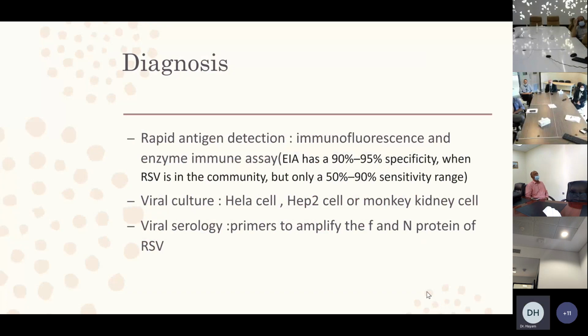Now, rapid antigen detection could be by immunofluorescence or enzyme immunoassay, or by viral culture. HeLa cell, HeLa2 cell, or monkey kidney cell can be used as a viral culture for the RSV. Virus serology, and primer PCR to amplify the F and N protein of RSV. Now, we'll go to the next slide.